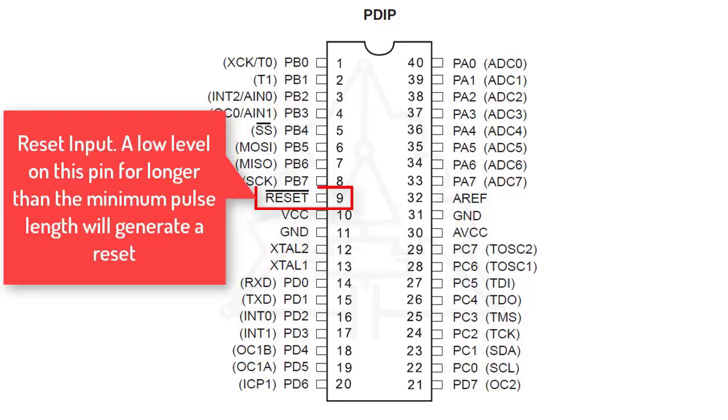Pin 9 resets the IC. Reset input: a low level on this pin for longer than the minimum pulse length will generate a reset.